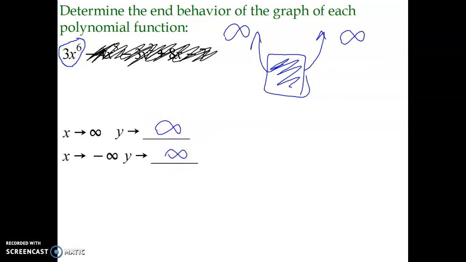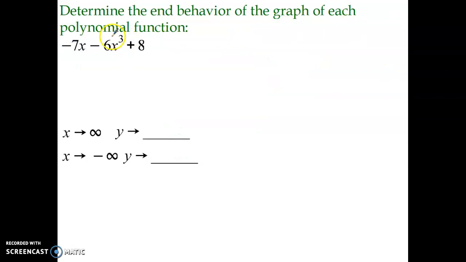All right, let's do another one. Let's look at this one. So this one is not in standard form. Remember we said standard form is from the highest exponent to the lowest exponent.